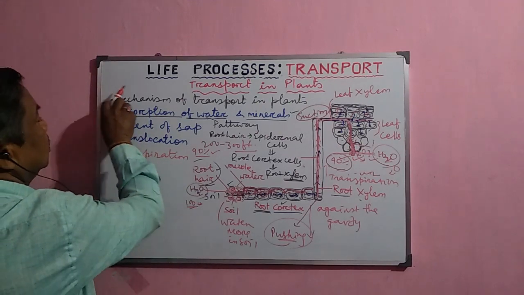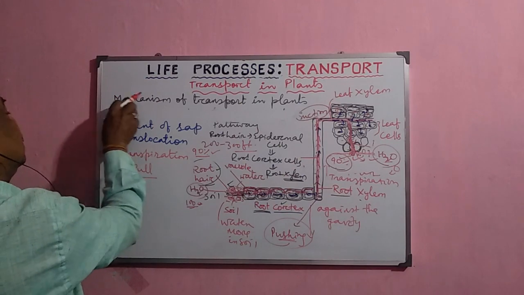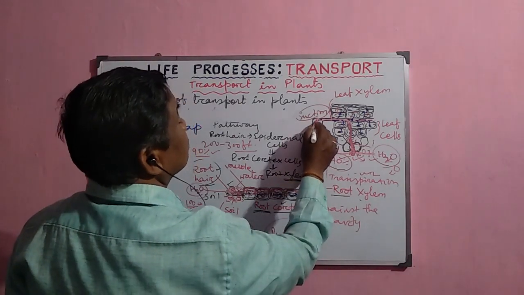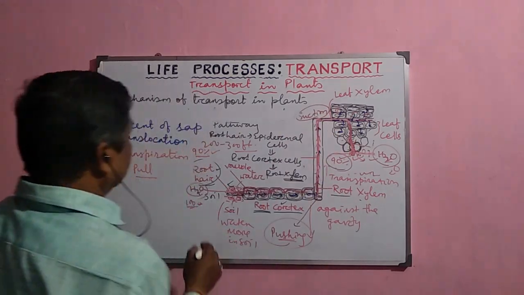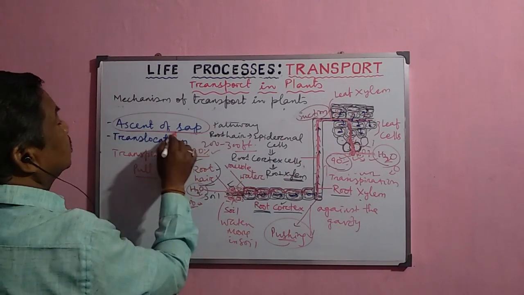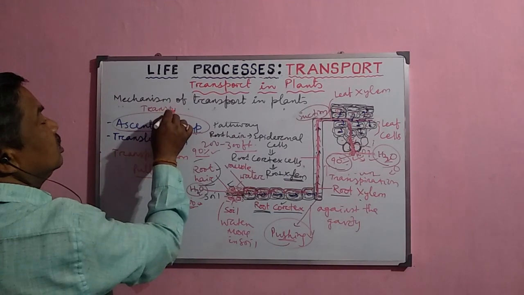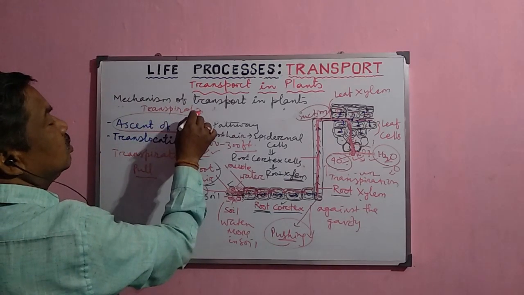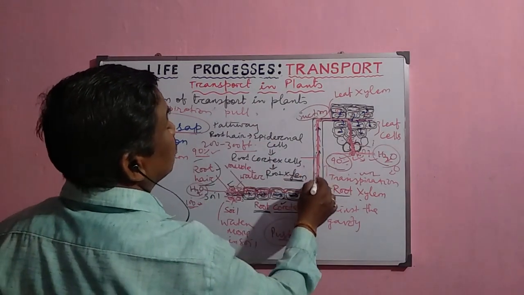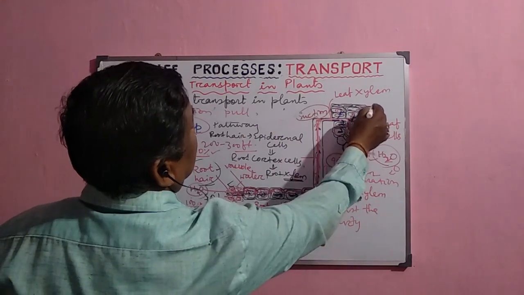Now the next process, that is the ascent of sap. Sap means the tissue fluid, and how this fluid moves in the upward direction is called ascent. So after the absorption, the water moves in the upward direction, and the most important mechanism involved here is the transpiration pull, as we have already discussed.